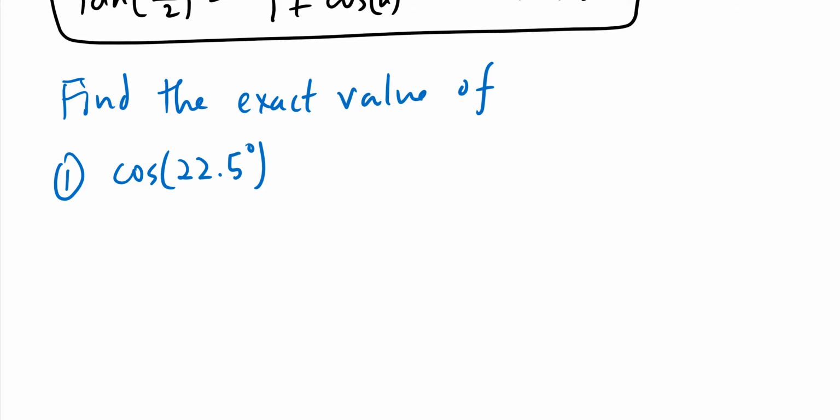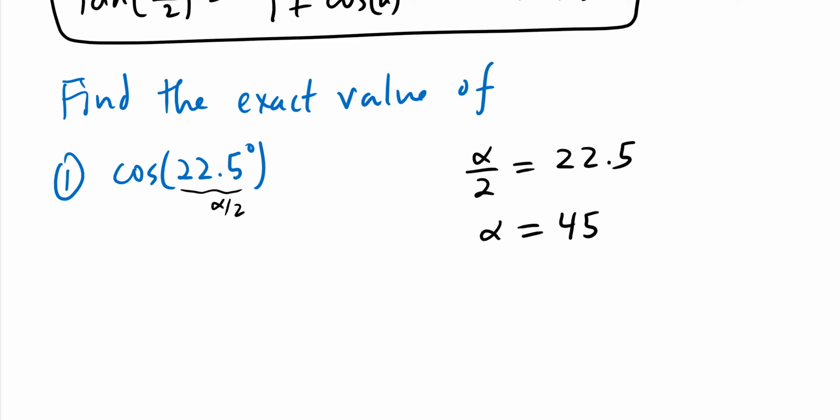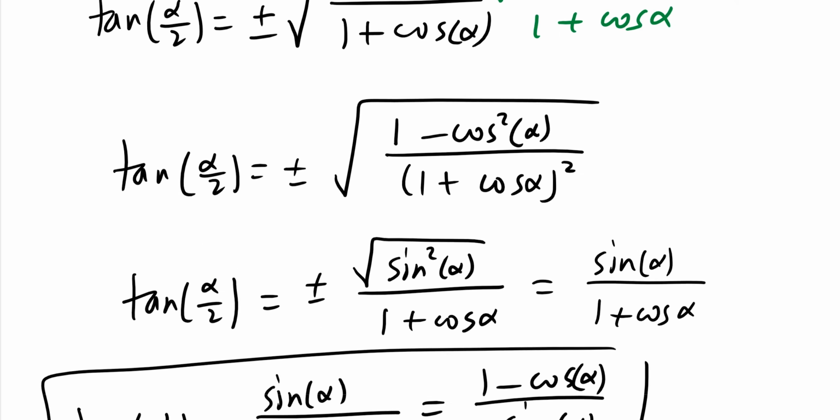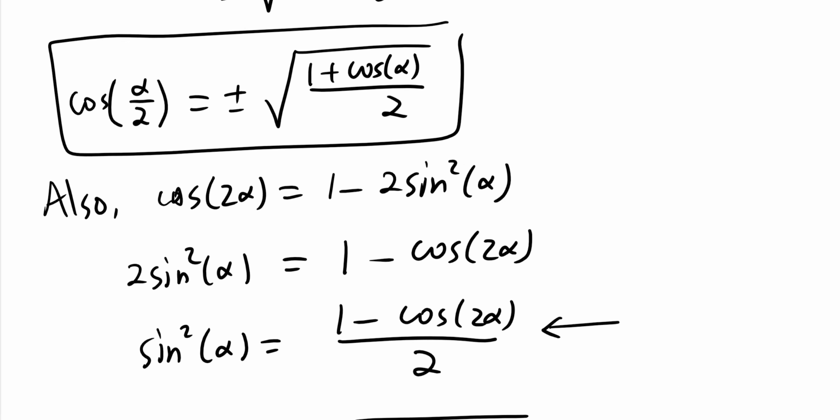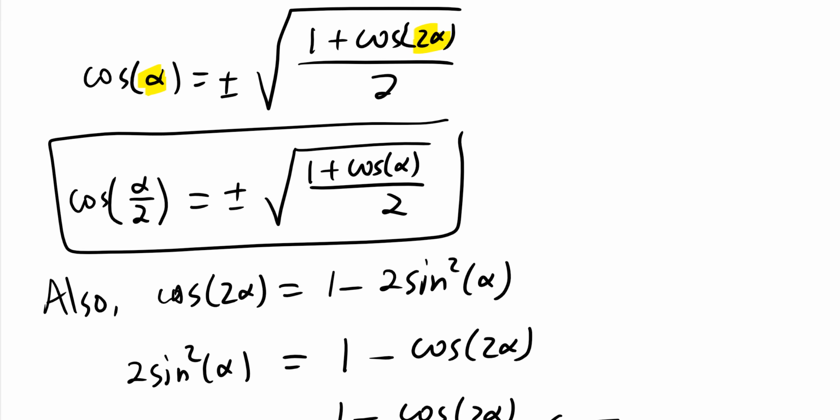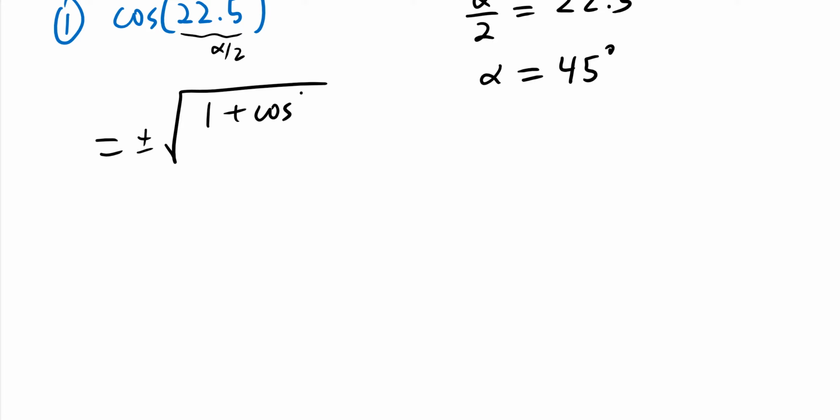So what we're going to do is use the half angle formula. If you think of this as alpha over 2, then alpha over 2 is 22.5. Multiplying both sides by 2, that gives me 45. Now we know something about the angle 45. What was the formula for cosine alpha over 2? Plus or minus the square root of 1 plus cosine alpha, which is 45 in this case, over 2.